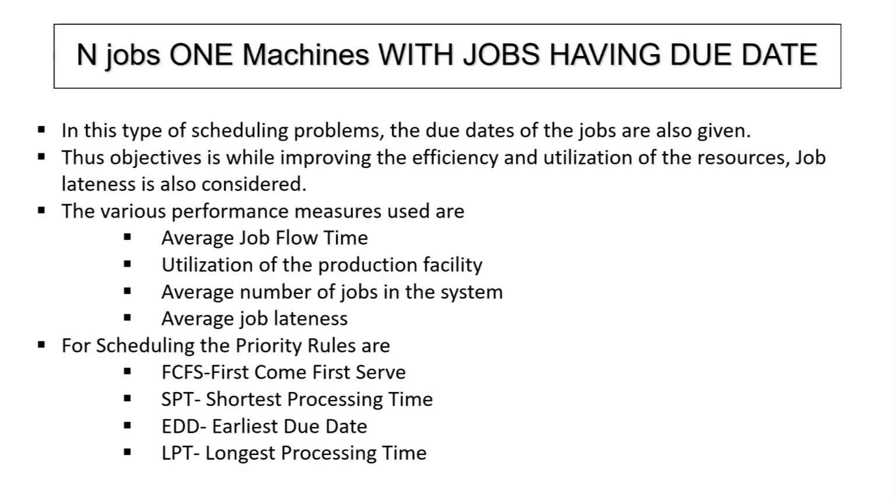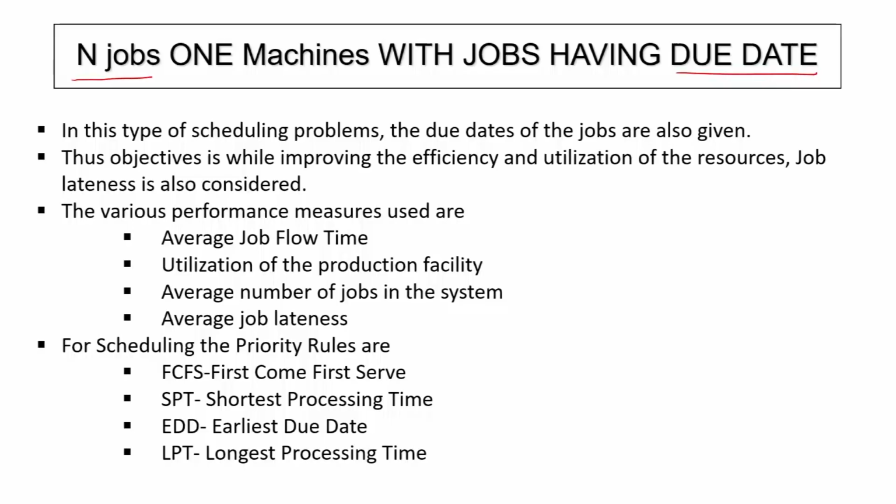Now, we are coming to a very important situation where we are having n jobs and they are having due dates also. So far, we were not considering the due date, but now, for the first time, we are encountering a situation where the jobs are having due dates also. So, along with minimizing the makespan time and utilization of the machines, we have to also consider that the job should be delivered by the due date, or the total lateness of the job should be as minimum as possible. So, that is the kind of situation we are now dealing with.